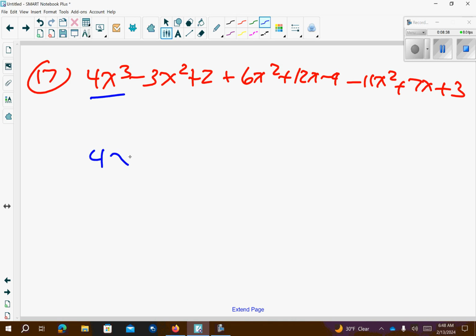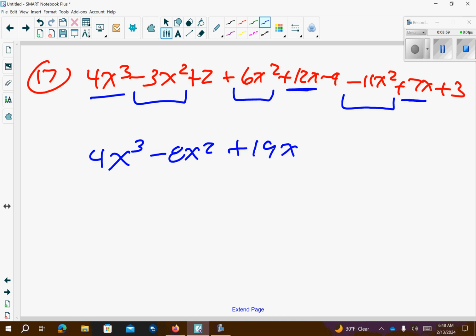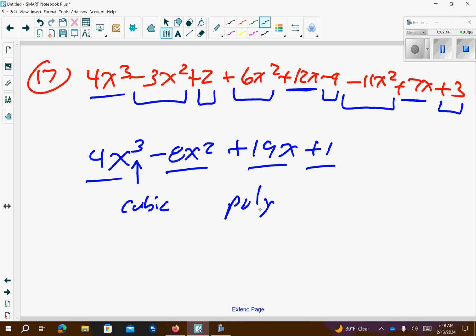Okay, so I get 4x to the third. And then let's see, I have x squared here and here and here. So negative 3 plus 6 is 3. 3 minus 11x squared is negative 8x squared. And then I have 12x and 7x, so combine those together, so I get 19x. 2 minus 4 is negative 2. Negative 2 plus 3 is positive 1. So this is a cubic because my highest exponent is third. I have 1, 2, 3, 4 terms, so it's a polynomial.